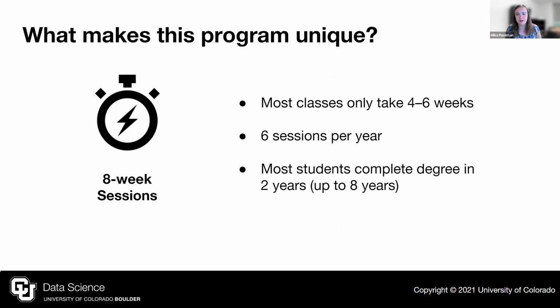The next thing that makes this program unique is the time. So in a traditional program, there's normally 3 semesters per year, summer, spring, and fall, and each semester is about 16 weeks long. But in this program, our sessions run 6 times a year, and each session is only 8 weeks long. Most students take 3 classes per term and don't need all 8 weeks to complete a course. It only takes about 4 to 6 weeks to complete a course. But this program is self-paced, so you can go faster or slower than that if you'd like. And if you need a break, you can even take off a term or 2. All you have to do is complete the program, all 30 credits within 8 years.